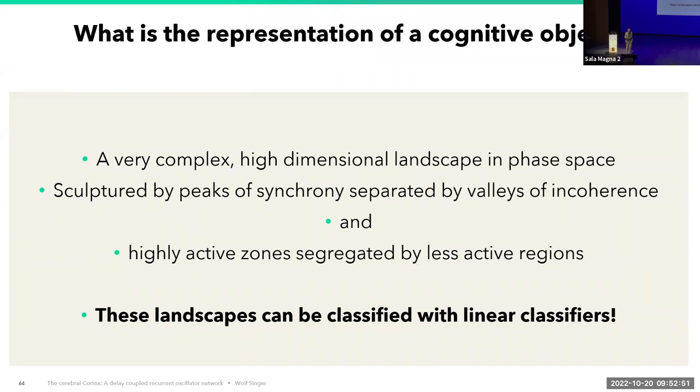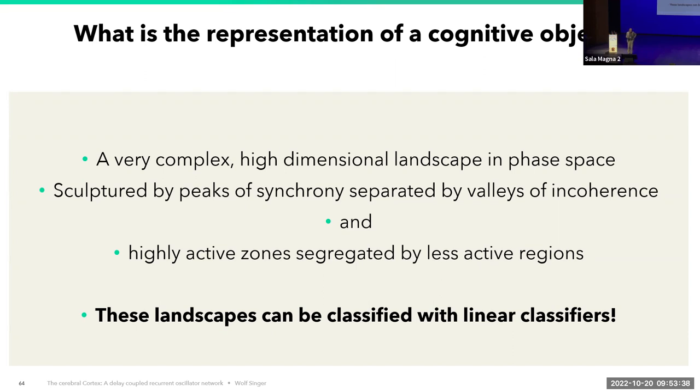So the question is now, what is the representation of a cognitive object? And it's not at all what we subjectively feel it should be, because it's a very complex, high-dimensional landscape in phase space, distributed over many different cortical areas, because they all collaborate in order to present what we consider as a scene reality to us. And these landscapes are sculpted by peaks of synchrony that are separated by values of incoherence and highly active zones segregated by less active regions. So it's an extremely complex pattern that also can exploit phase space. So it's a very, very large space that can be used.